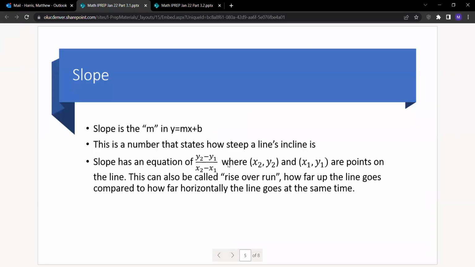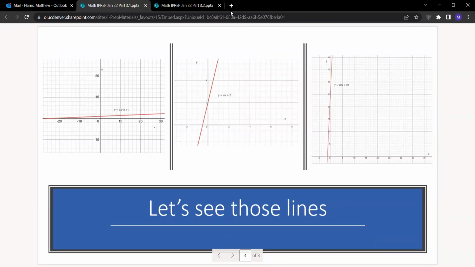So let's talk a little bit more about the slope. So the slope is the m in y equals mx plus b. This is a number that states how steep a line's incline is. So slope has an equation of y2 minus y1 over x2 minus x1, where x2, y2, and x1, y1 are points on the line. So really quick, I just want to show you guys what that means a little bit.